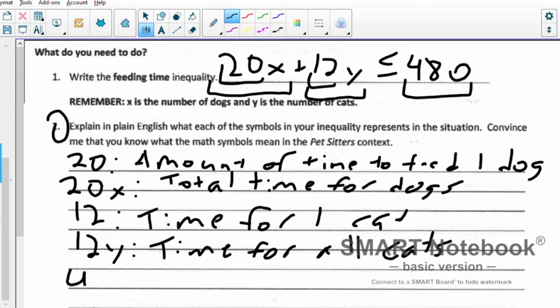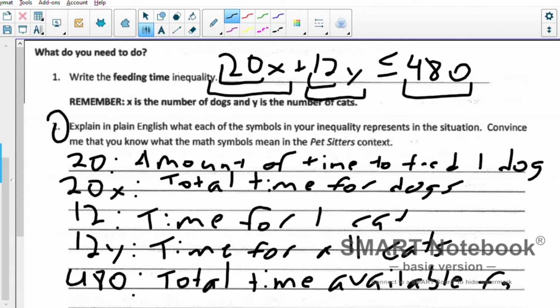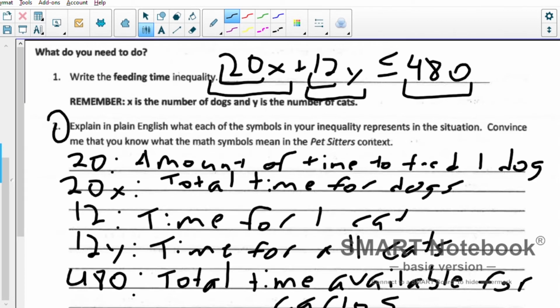And then over here, the 480 is the total amount of time Carlos has. Total time available for Carlos. All right. So that's what we're going to do on part number two. I want to know that you understand each of those pieces of the equation and what they mean.